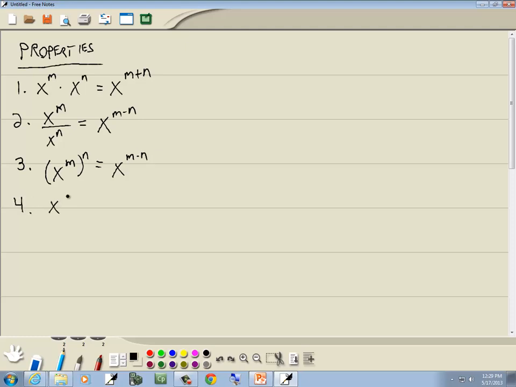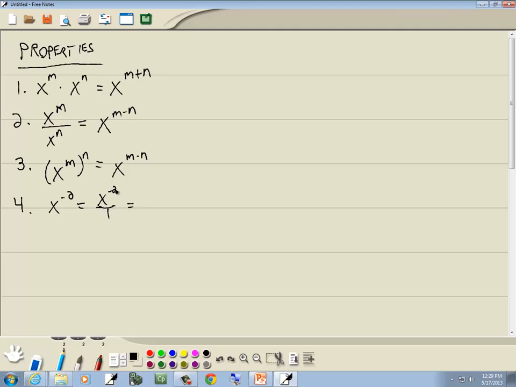Now I'm actually going to put a number here. But let's say you have a negative exponent. For example, you have x to negative 2. Well, in this particular case, first thing we'd do is we would write that in fraction form. So I'll put this as x to negative 2 over 1.